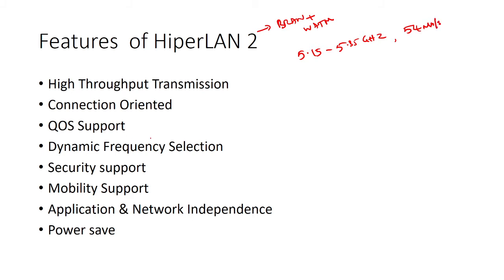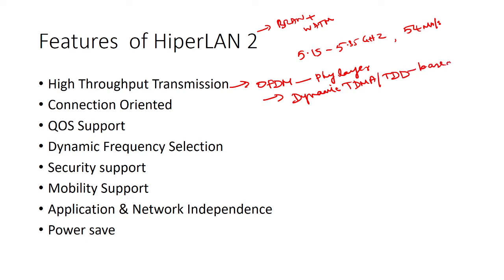So first is high throughput transmission. For high throughput transmission, we are using the modulation technique called orthogonal frequency division multiplexing, OFDM. This is done in the physical layer. With respect to this, we can also provide dynamic TDMA, time division multiplexing, then time division duplexing based MAC protocol. So using dynamic time division multiple access and time division duplexing based MAC protocol, we can establish high throughput.